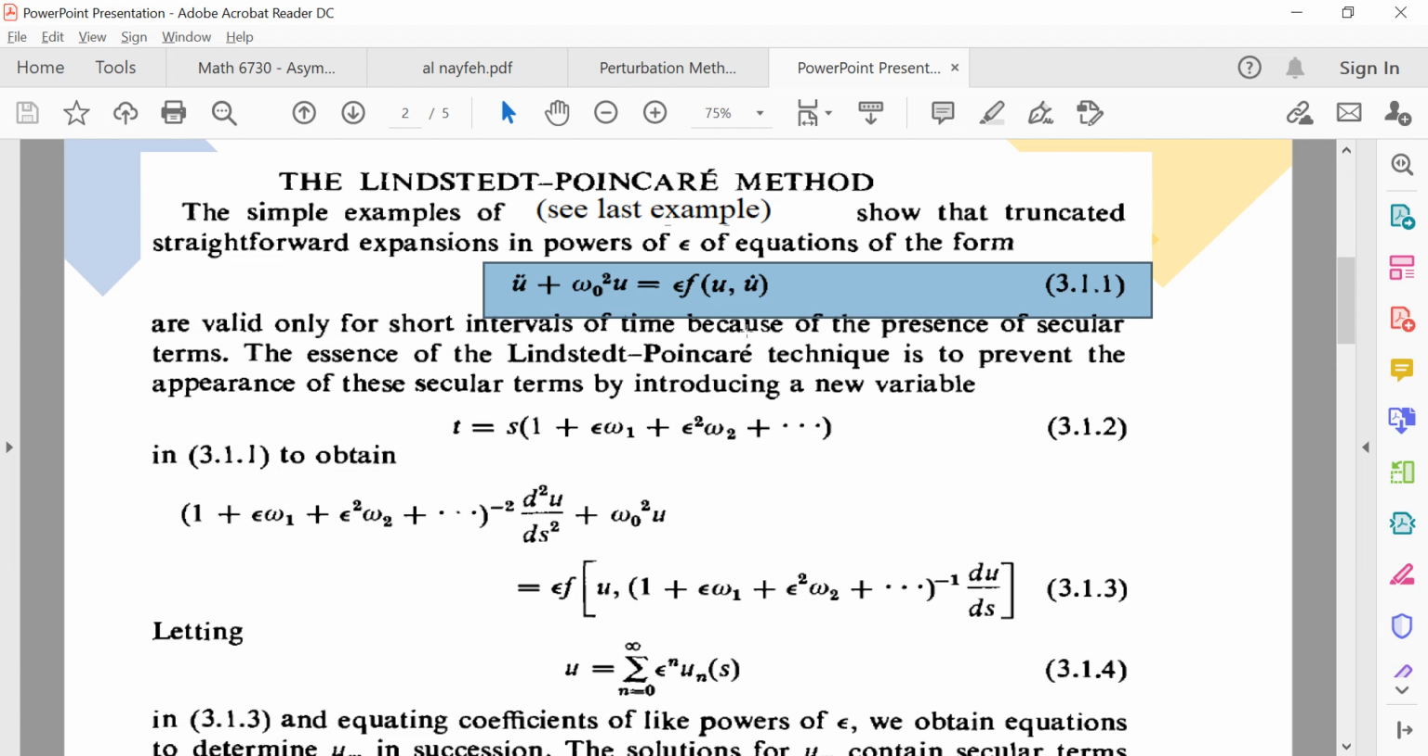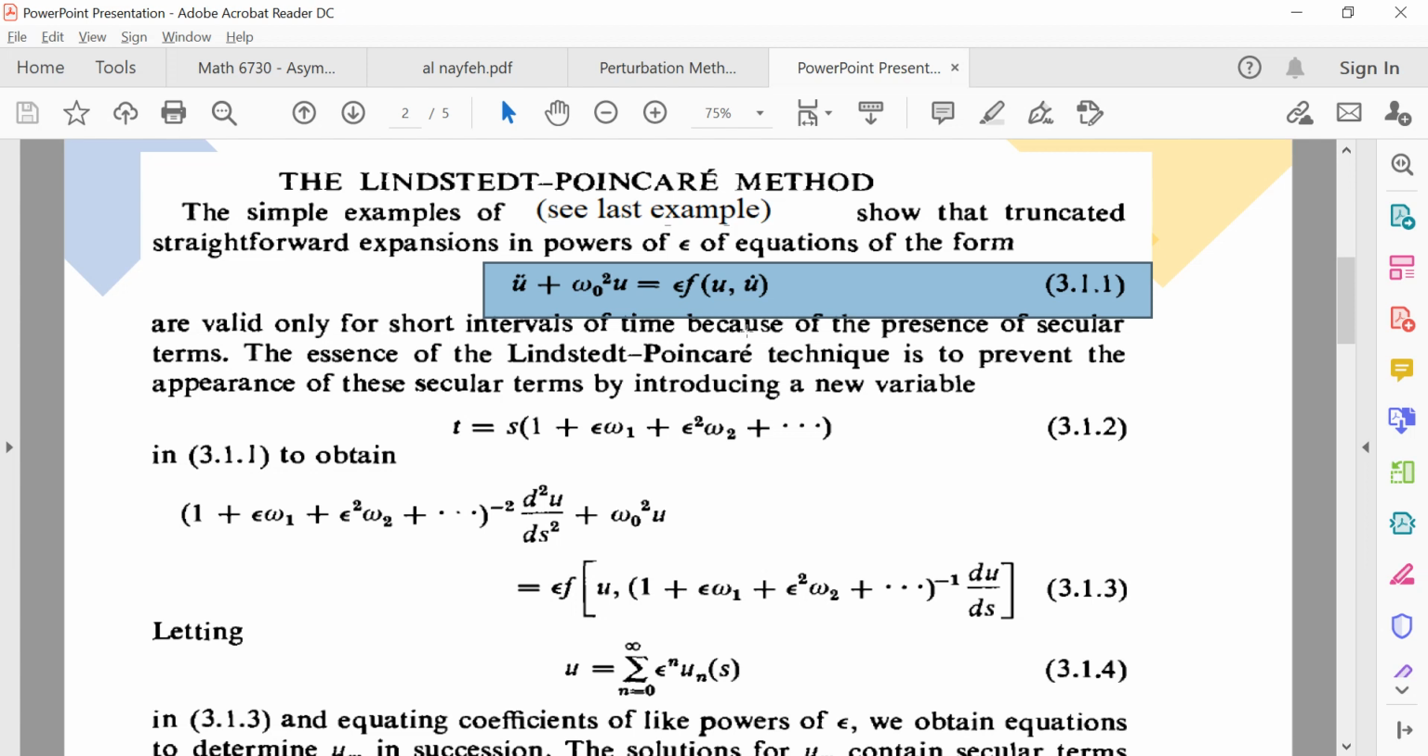We saw that if we apply the straightforward expansion, the solution of this equation 3.1.1, which was a Duffing equation, is valid only for a short interval of time. For a long interval of time, when time approaches infinity, the solution was unbounded and it contains a secular term.